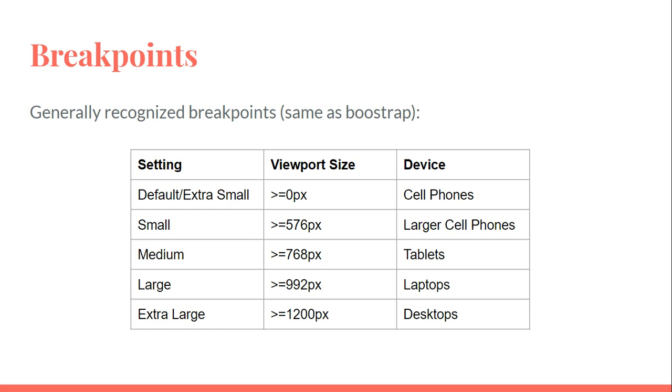Just generally recognize breakpoints. These are the same as Bootstrap, just so that we can remember. 0 to 575 is for cell phones, small normal cell phones. Larger small cell phones are greater than or equal to 576. Tablets are typically greater than or equal to 768. Laptops greater than or equal to 992, and desktops greater than or equal to 1200.